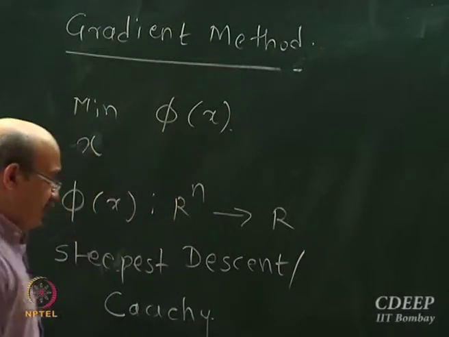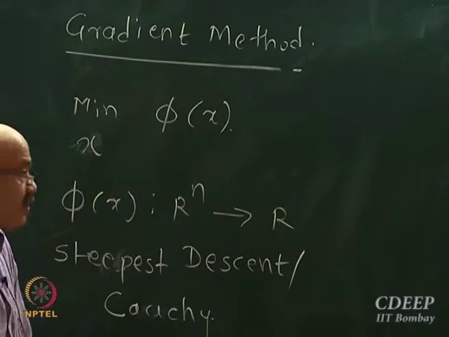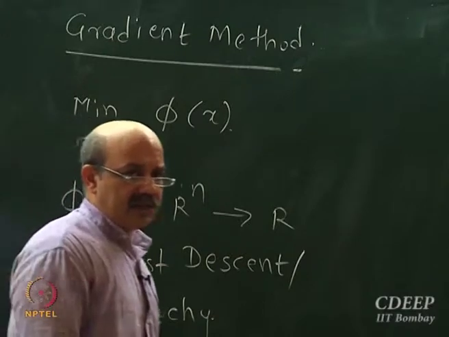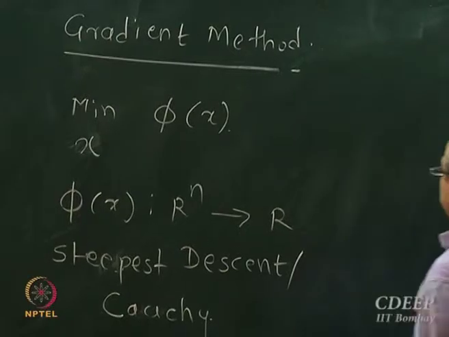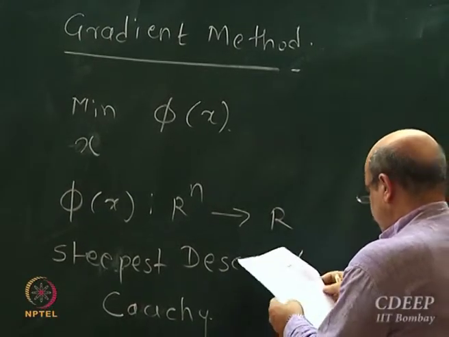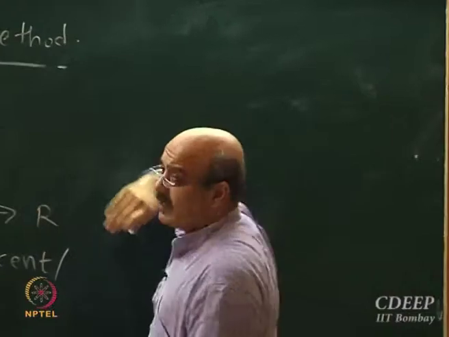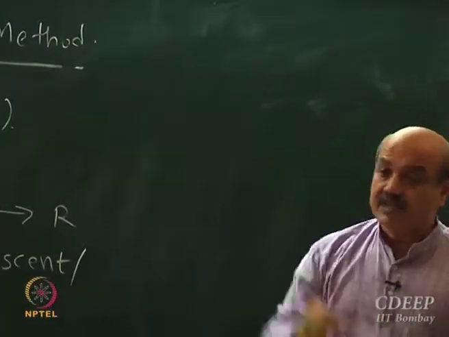It is called Cauchy's method. It is known by various names. Gradient based method. The basic idea is that if I look at a level surface, what is a level surface?